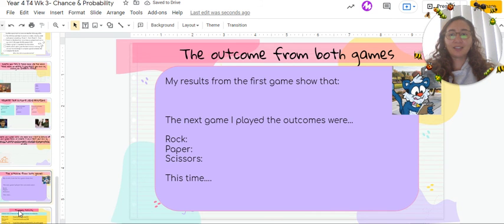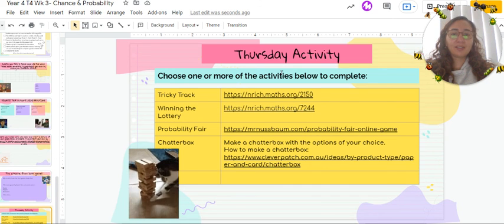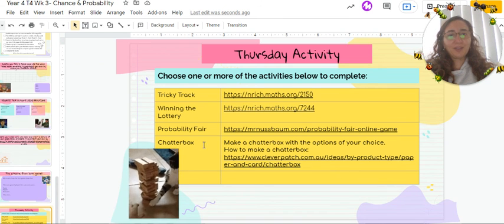And now your Thursday activity. So Thursday, there are 4 online tasks. Complete as many as you can. You can complete 1 or more, but there are different games or tasks you can do that go into chance and probability. Have a lot of fun with your maths games this week, guys.